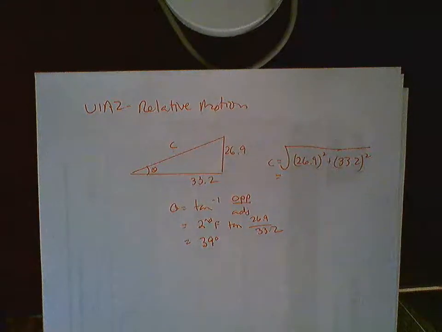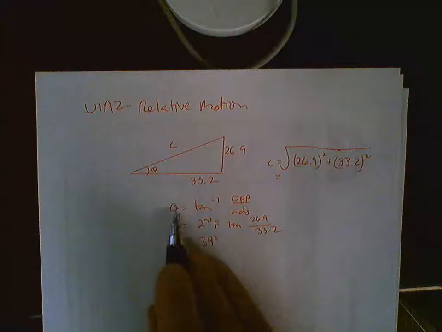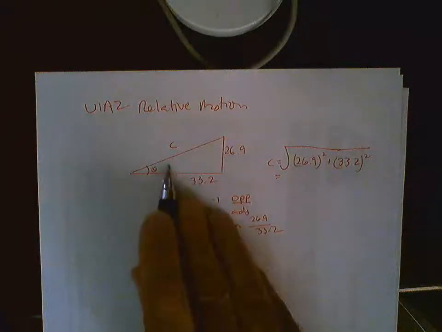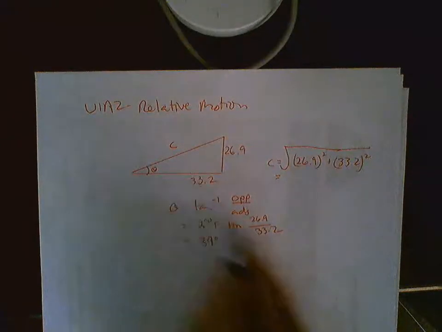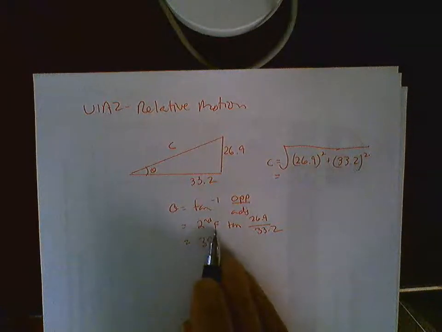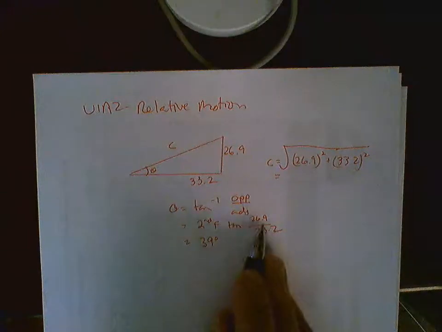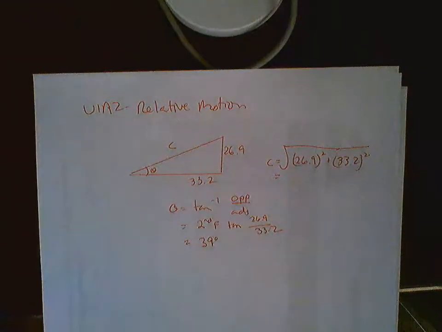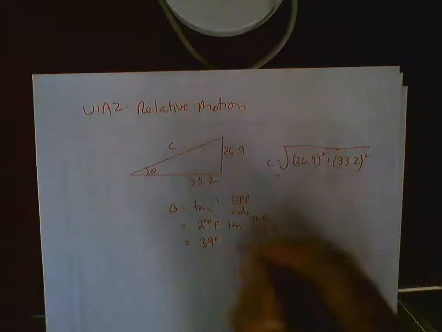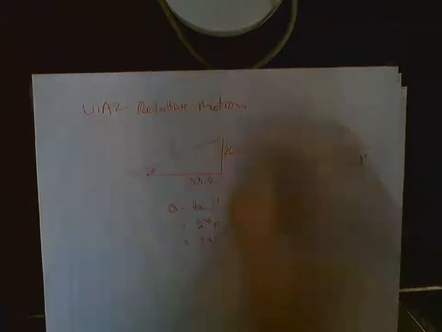The way that you do that is you set up the formula theta equals tan to the negative 1 of opposite over adjacent. So the opposite to the angle would be 26.9, the adjacent would be 33.2. So what you do in your calculator is you hit second function tan, and you'd calculate 26.9 divided by 33.2. And if you do this, I believe you get 39 degrees. So your angle would be 39 degrees north of east in this case.